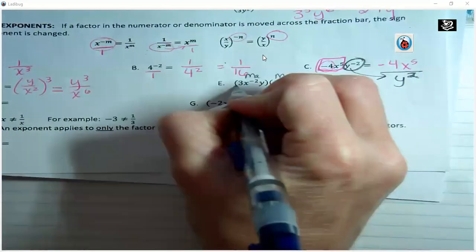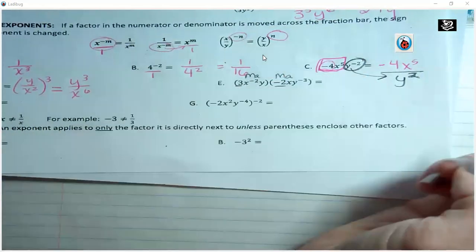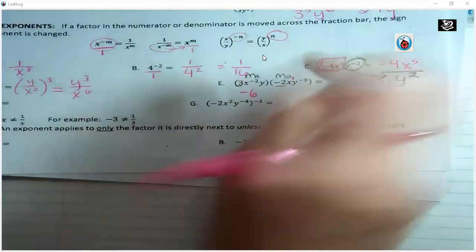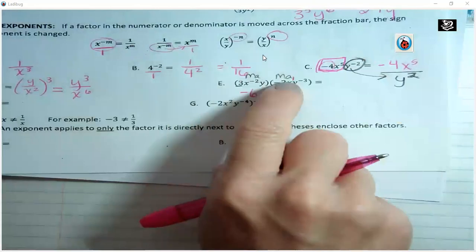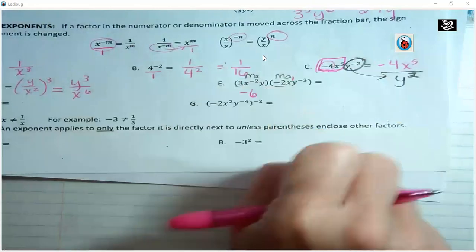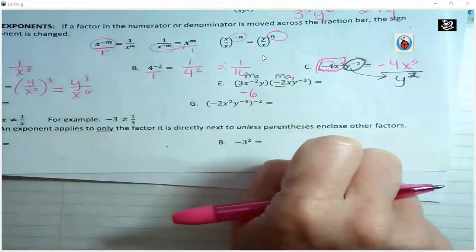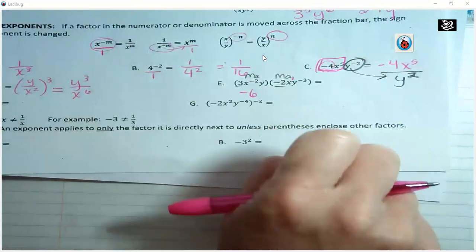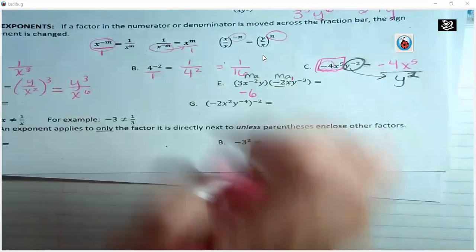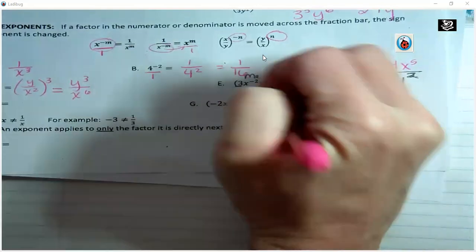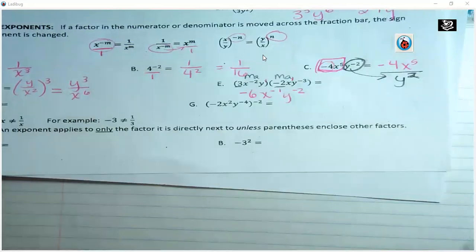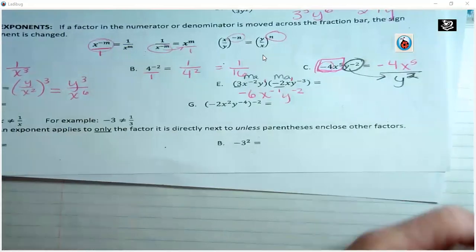So I multiply 3 times -2, which gives me -6. What do you do with the exponents on this one? Add them. Good. That gives you x to the -1, y to the -2. Okay? All right, I'm still not done. What else do you have to do on this problem?